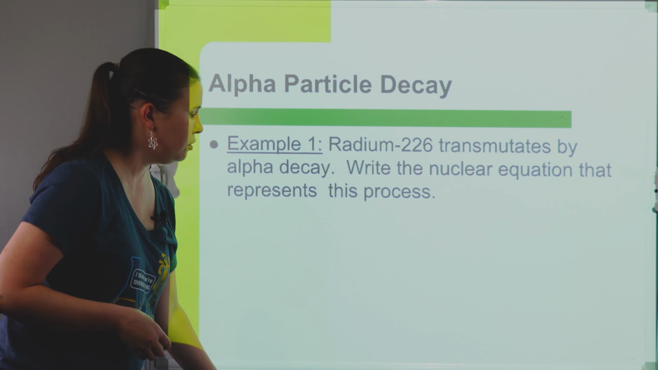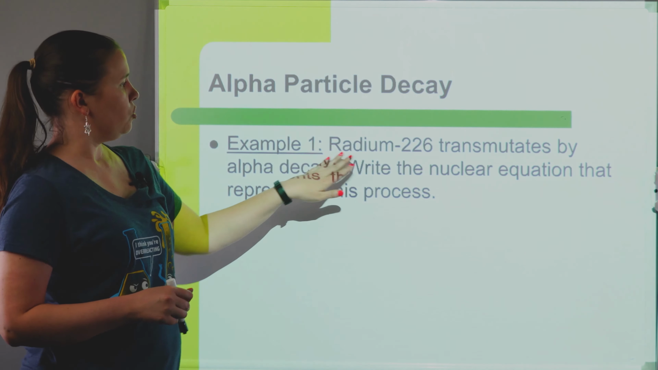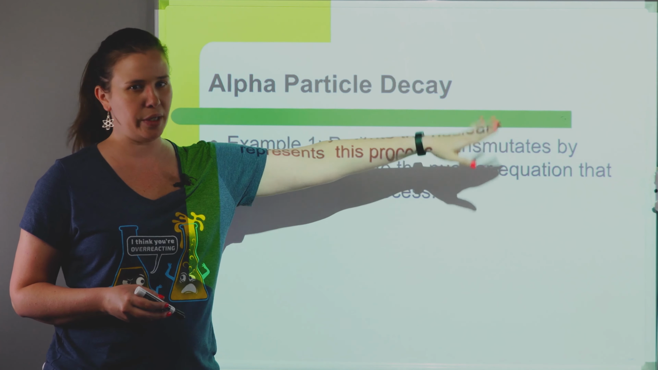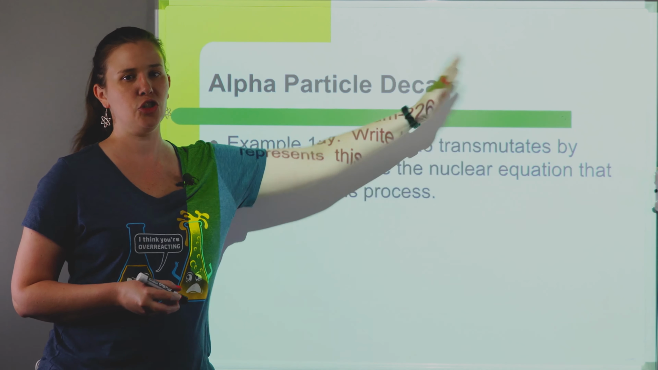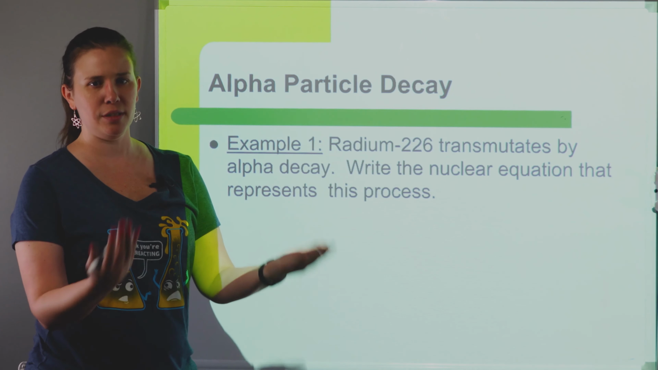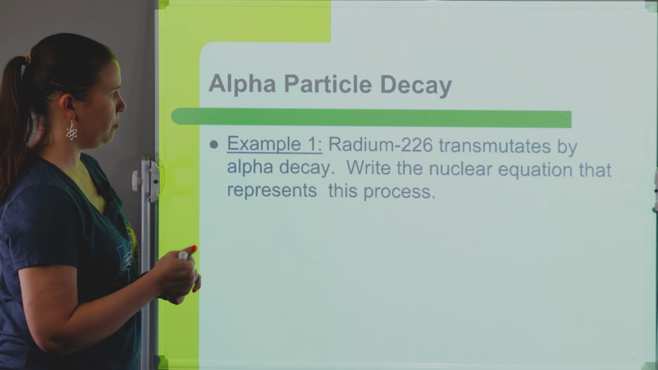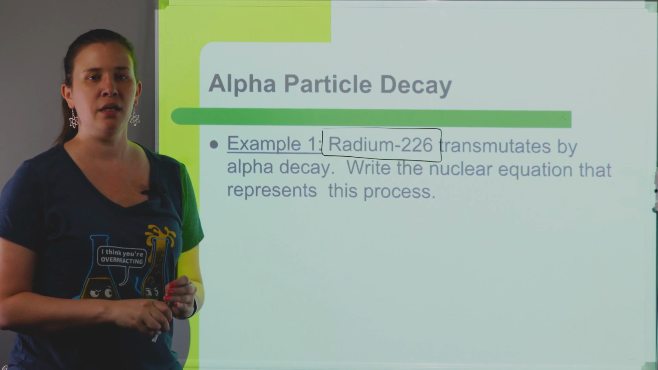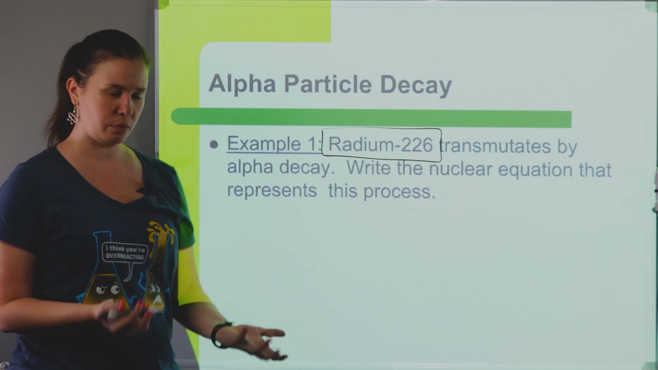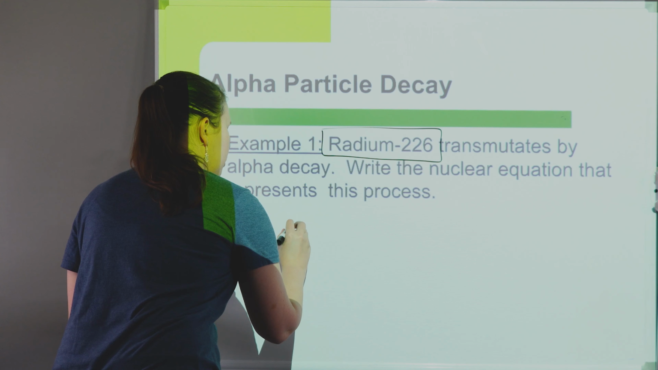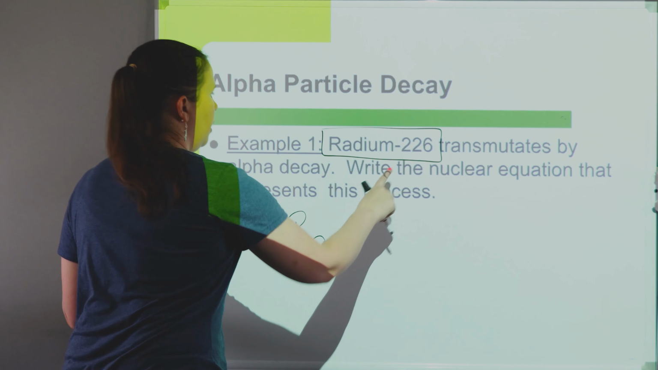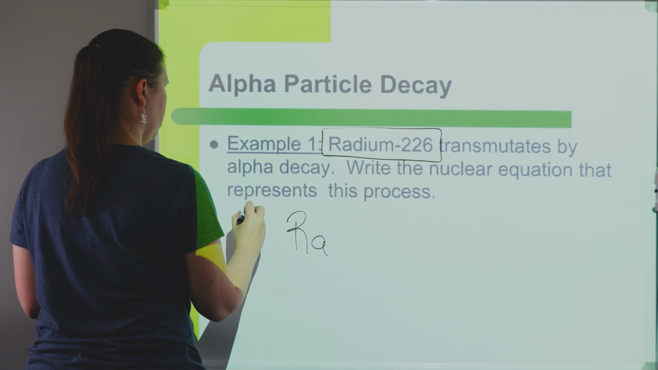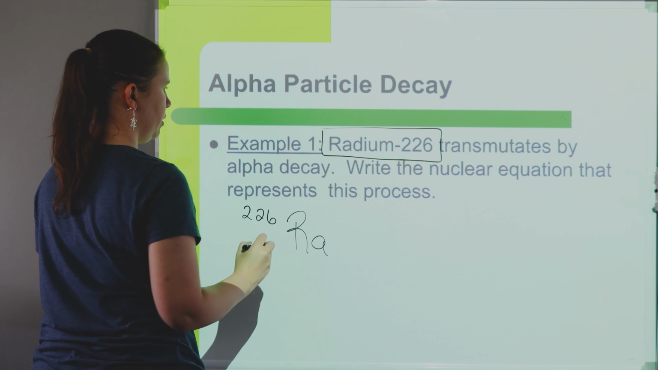So here's our first example. Radium-226 transmutates. Now they use all kinds of crazy words in these word problems that basically mean change. So transmutate, transforms, changes by alpha decay. So the first thing I want to do is figure out what radium-226 would look like with that mass number, atomic number setup. The chemical symbol for radium is Ra, and this isotope format, you may remember, gives you the mass number of 226.